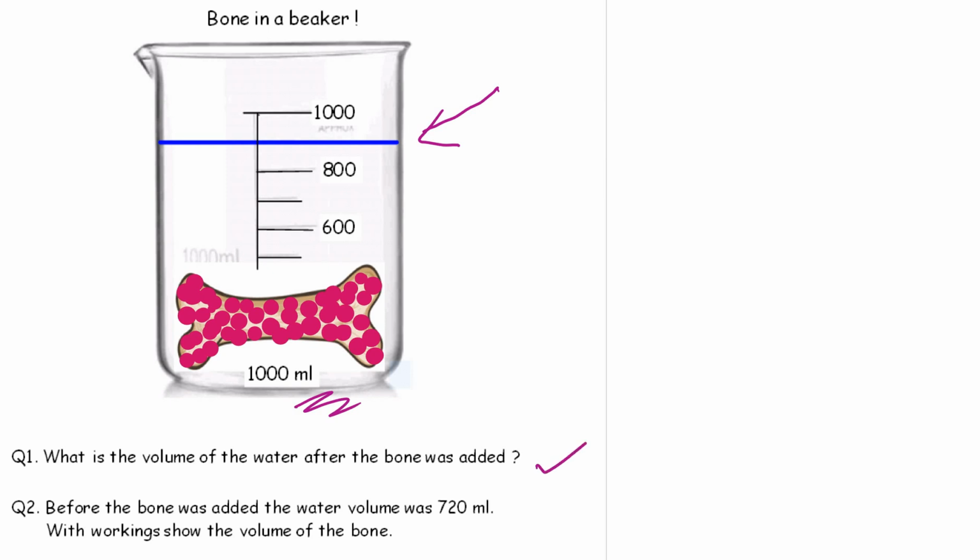Question 2. Before the bone was added, the water volume was 720 millilitres. With workings, show the volume of the bone. Well, when it's been added, it's 900. If you take away the original volume, 720, what you come up with is the volume of the bone, which is 180. Don't forget units, millilitres or centimetres cubed.